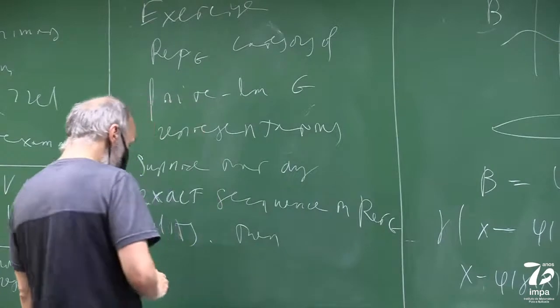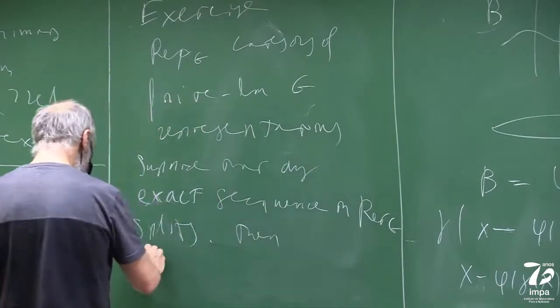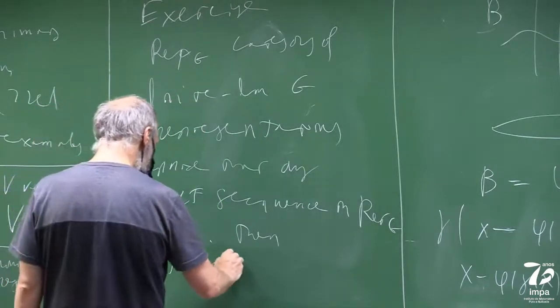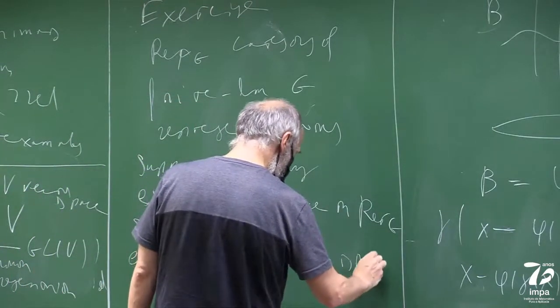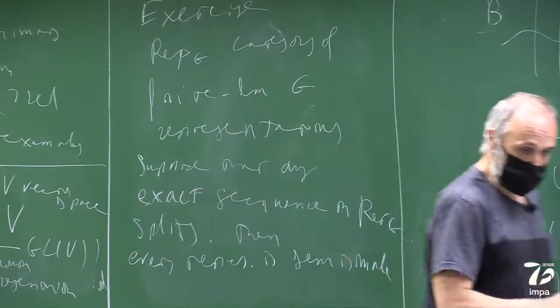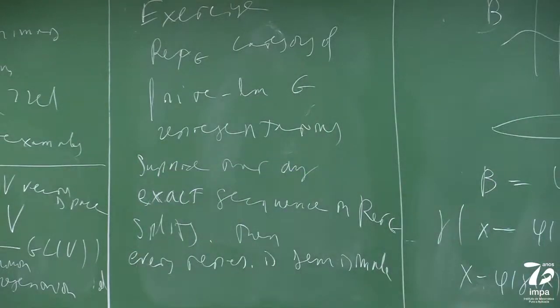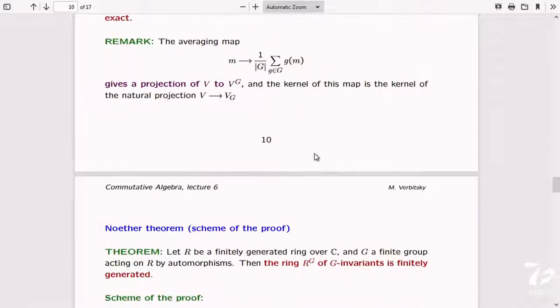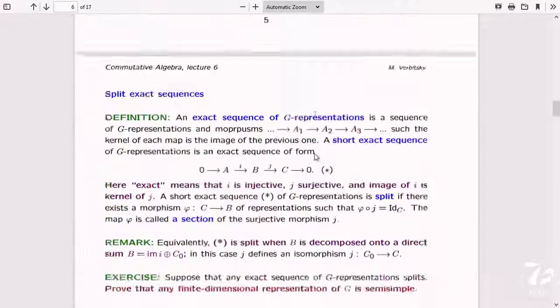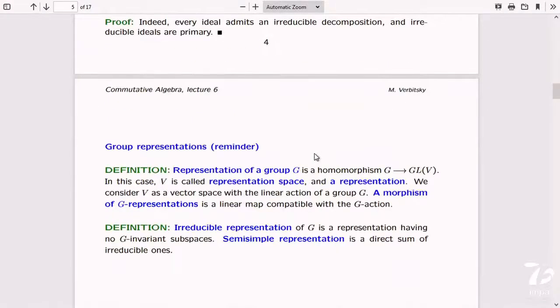Then every representation is semi-simple. Well, semi-simple representations were defined last time, and they were defined on the previous slide as well. Irreducible representations are representations which don't have sub-representations. And semi-simple means V is a direct sum of irreducibles.